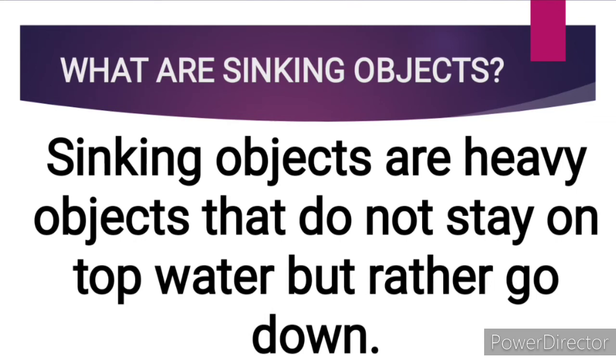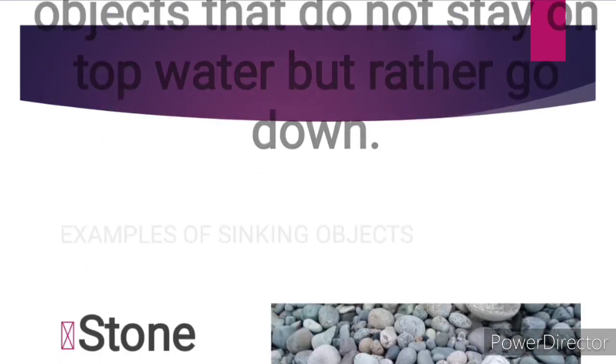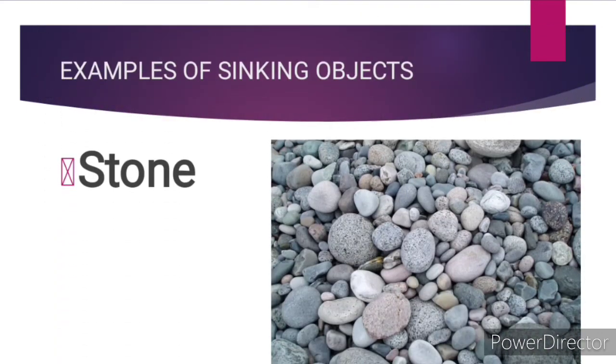Now we are going to learn about sinking objects. What is a sinking object? Sinking objects are heavy objects that do not stay on top of water but rather they go down. So they are objects that go deep in water. Why? Because they are heavy. So you're going to learn some examples of sinking objects.